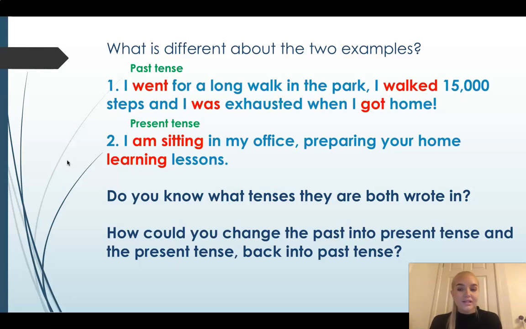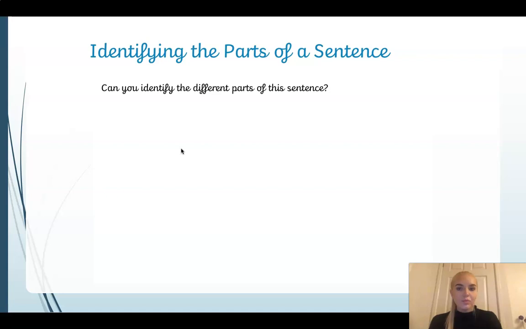You might have noticed that these words in red will be the words that need to be changed. They are our verbs, our doing words. Because if we use a past tense verb, walked, that shows that we have done it. But if we say walk or I am walking, like I am sitting, that's a present tense verb, something you're doing right now. So today we will be looking at past and present tense.